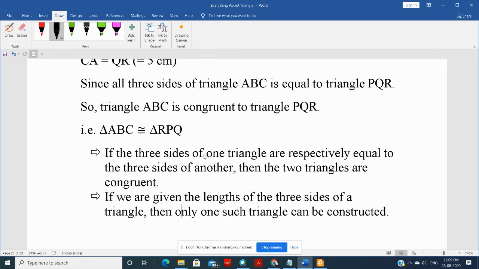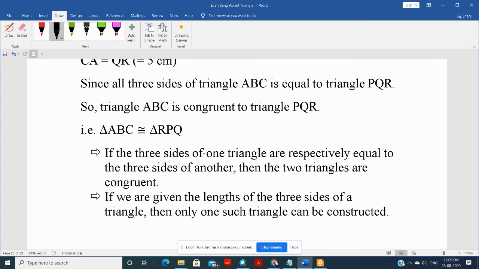So now we can say that if the three sides of one triangle are respectively equal to the three sides of another triangle, then the two triangles are said to be congruent. And with which condition are they congruent? Simple, SSS, that is side, side, side.